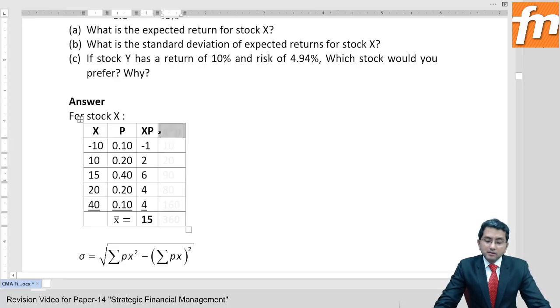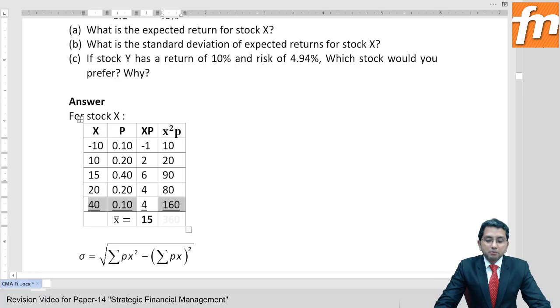Now, we can calculate standard deviation without mean. For that, we need to do X square multiplied by P. 10 square is 100 into 0.1 is actually 10. Again, 10 square is 100 into 0.2 is actually 20. 15 square is 225 into 0.4 is 90. 400 into 0.2 is 80. And 40 square is 1600 into 0.1 is 160.